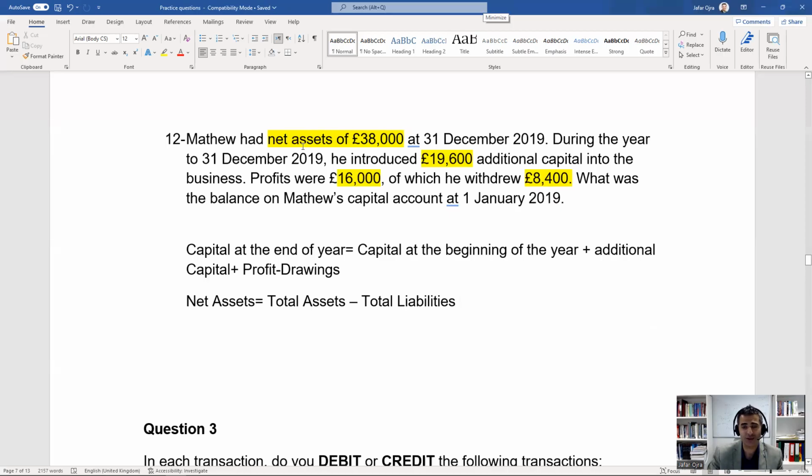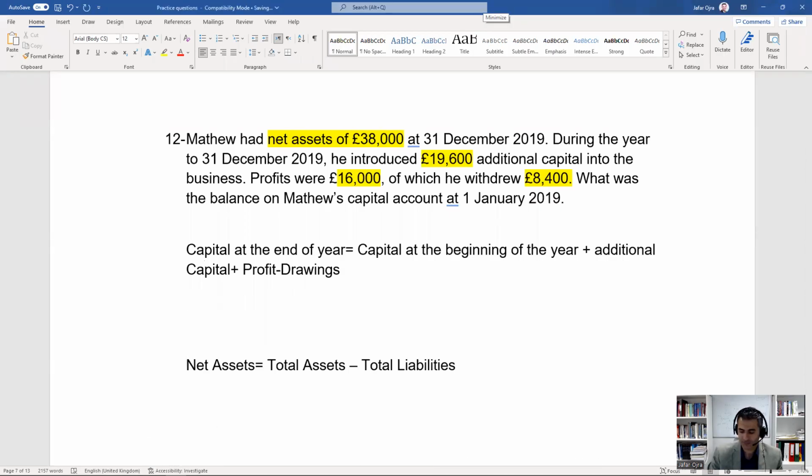So the net assets, or the equity, or the capital at the end of the year is 38,000 pounds. If we apply the formula here, 38,000 pounds equals the capital at the beginning of the year, which is the requirement. We don't know it, so I'm going to write it as X. Plus profit. How much profit?